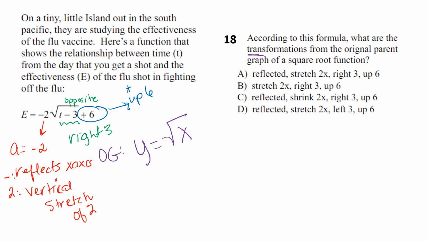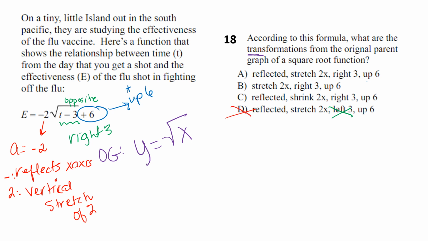All right, so I'm going to work backwards. Up 6, up 6, up 6, up 6. Okay, didn't change any of those. Left 3? Nope, it said right 3. So this one is gone. Right 3, right 3. Okay, so the next thing I need to look at is the reflection and vertical stretch of 2.